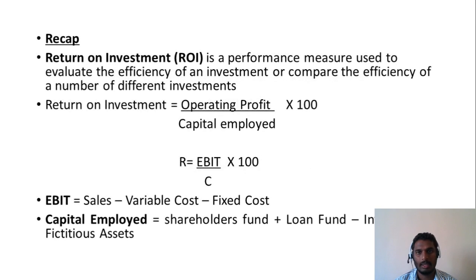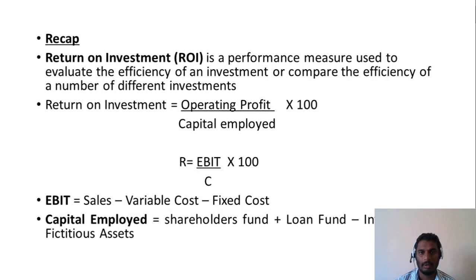So in the last class we have discussed what is return on investment. It is a performance measure used to evaluate the efficiency of an investment or compare the efficiency of a number of different investments. And also we have understood the formula for that. Return on investment equals operating profit divided by capital employed multiplied by 100.